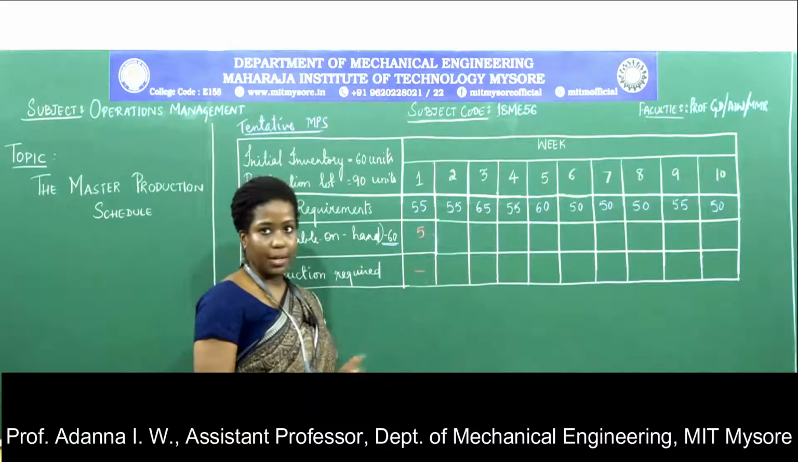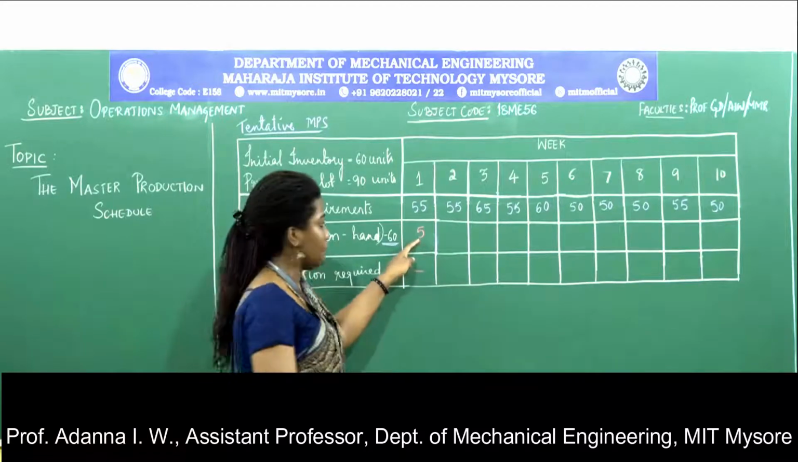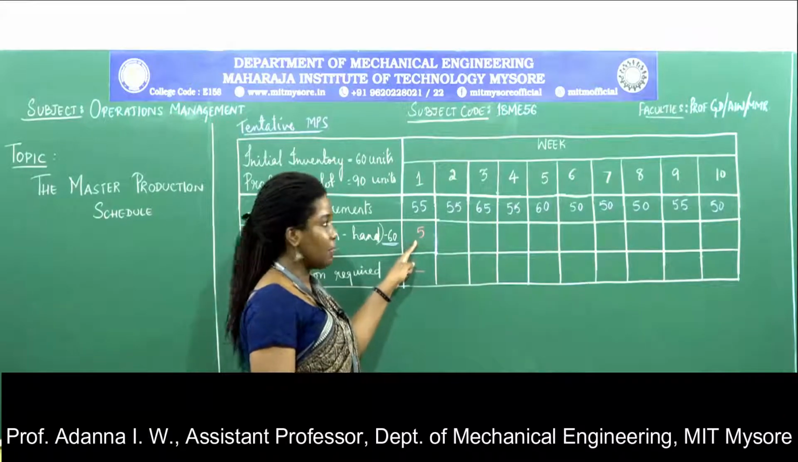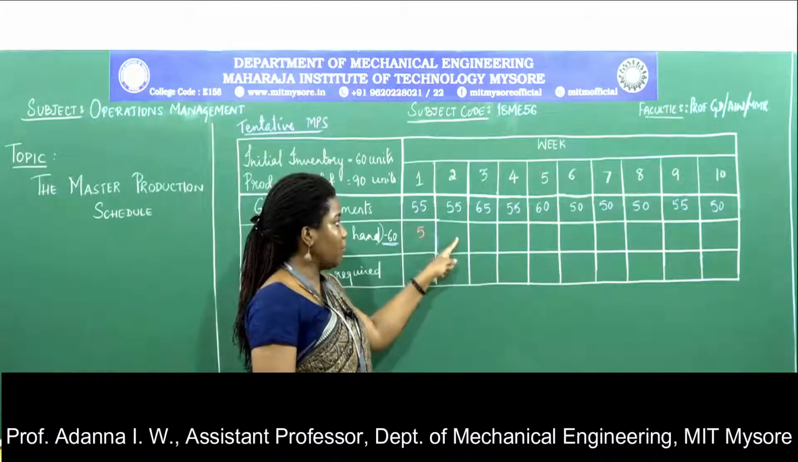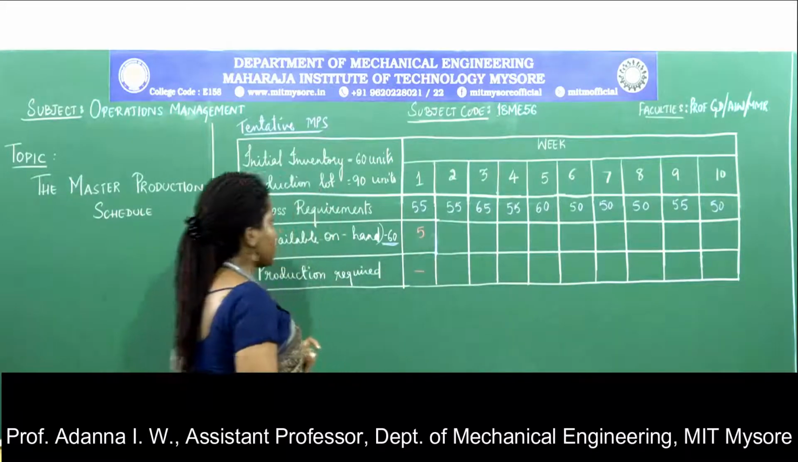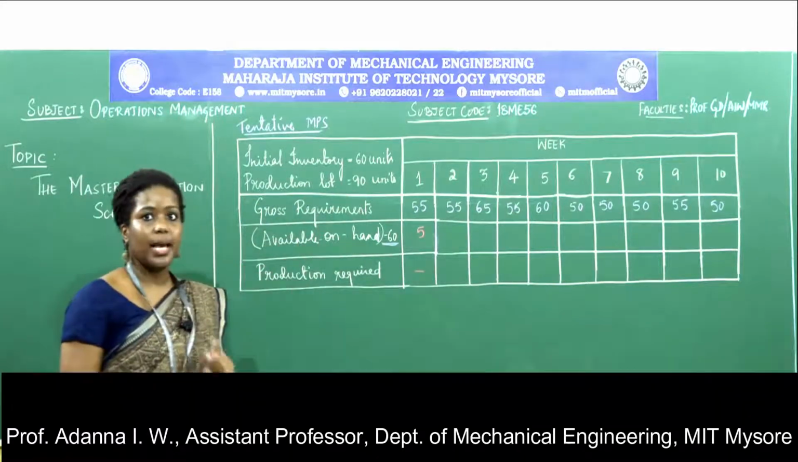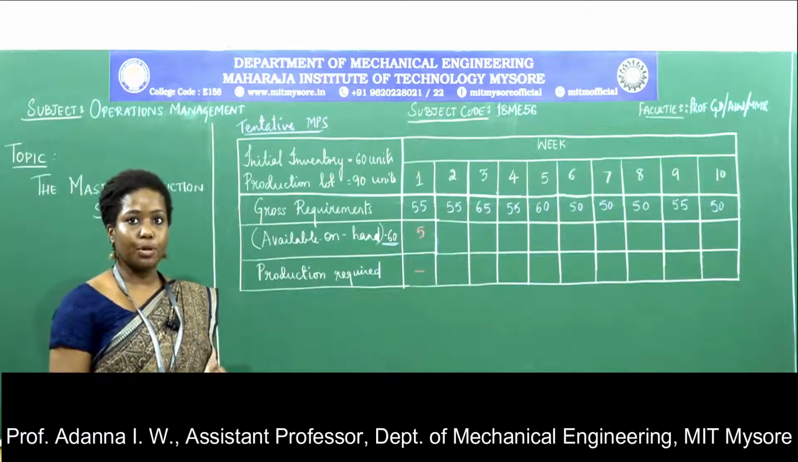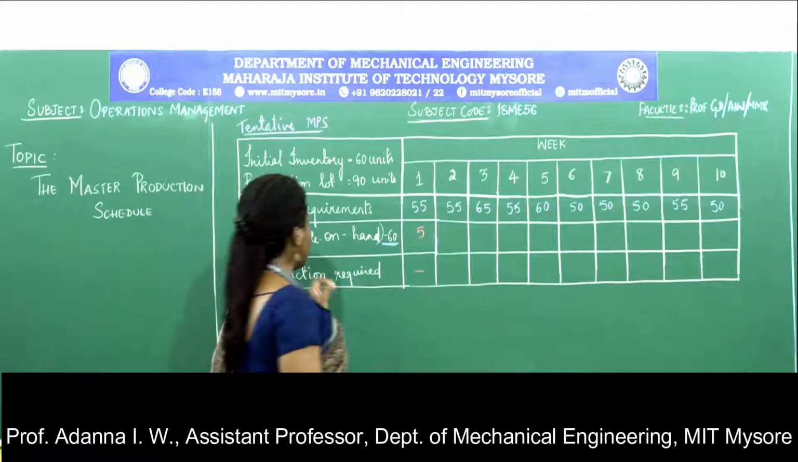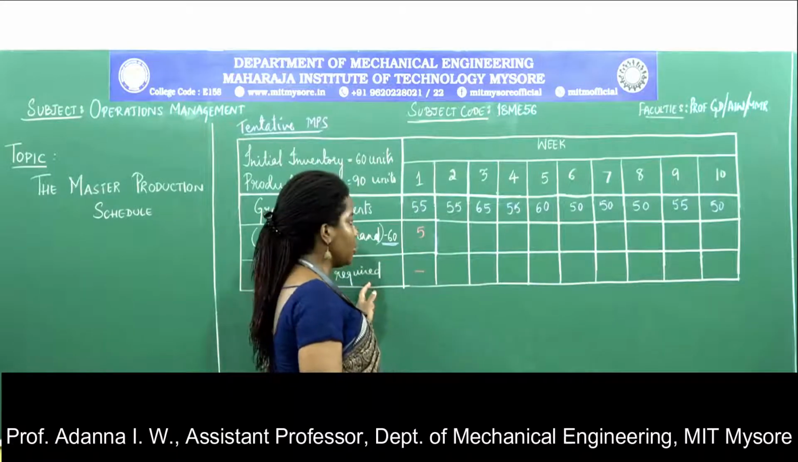Going on to the second week, we have only 5 units from the previous time period. Now, you need 55 units here, but you have only 5. In the question, it has been told to you that the production lot is 90 units. That means every single time production takes place, the number of units produced should be 90. So whenever we carry out production, we have to produce 90 units.